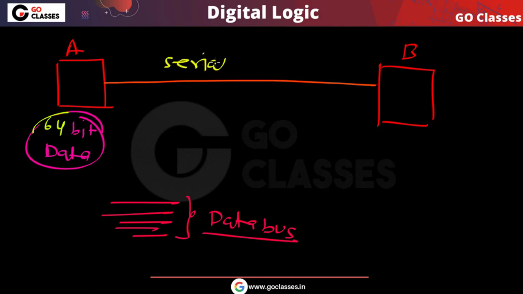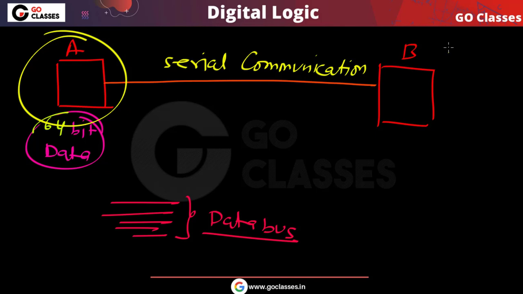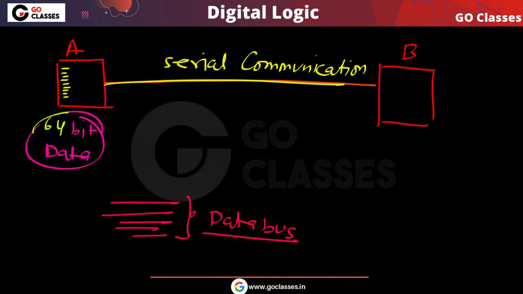So this is your serial communication. Between two different devices, the communication is done in serial manner. This 64-bit data that you are receiving, you want to send on this single wire. So what should you do? This parallel data you will convert into a serial stream, using the parallel input serial output register. Using this register, the parallel data will be converted into a serial stream, and that serial stream will be sent here.